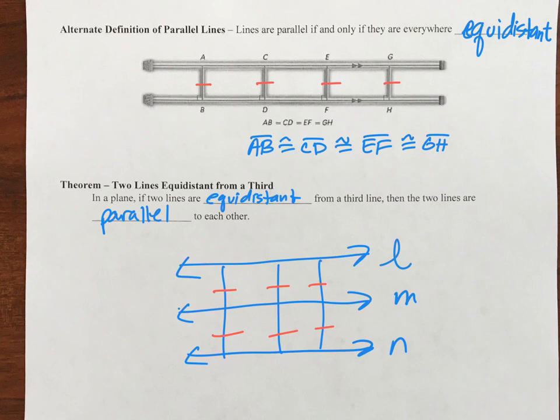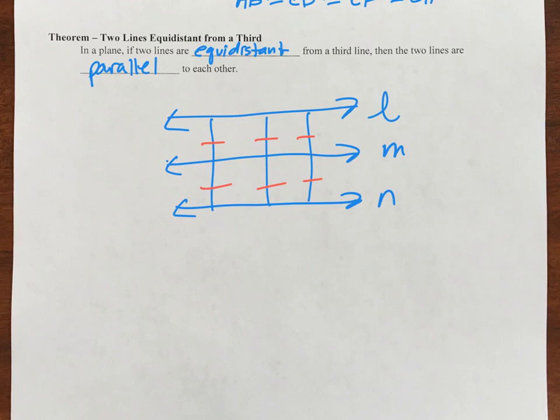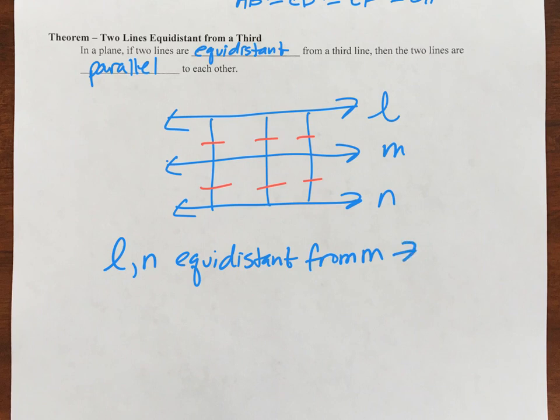So how would we write this theorem in terms of this diagram then? We would say if we have two lines that are equidistant from a third line, so let's say that L and N are equidistant from line M, okay? Then what can we conclude about L and N? Let's see, L and N are equidistant from line M, so our conclusion then is going to be that line L is parallel to line N.